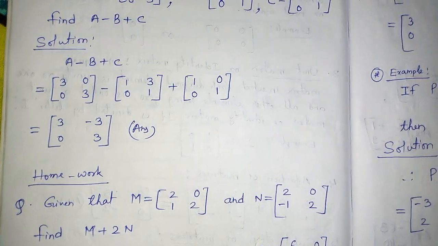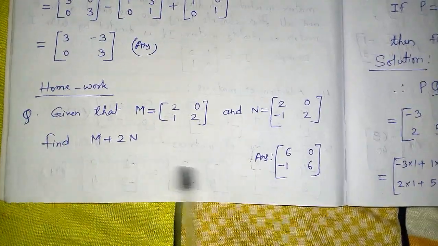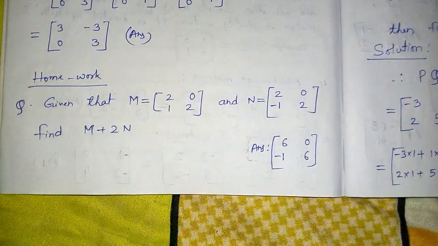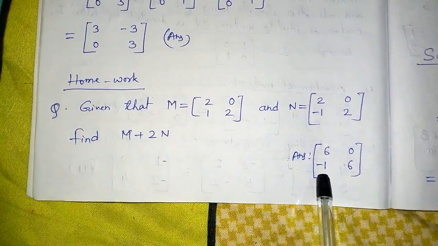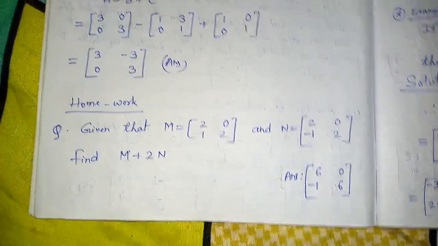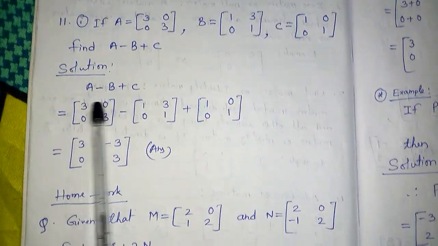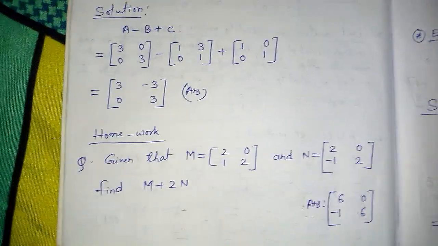This is our answer. Based on these two questions, children, I have given one homework. It is a very easy question. Please do this question as homework, and I have supplied the answer also. In the next video we will learn multiplication of matrices. Today I have taught you addition, subtraction, and addition and subtraction together. Based on this, please do the homework. Thank you, children.